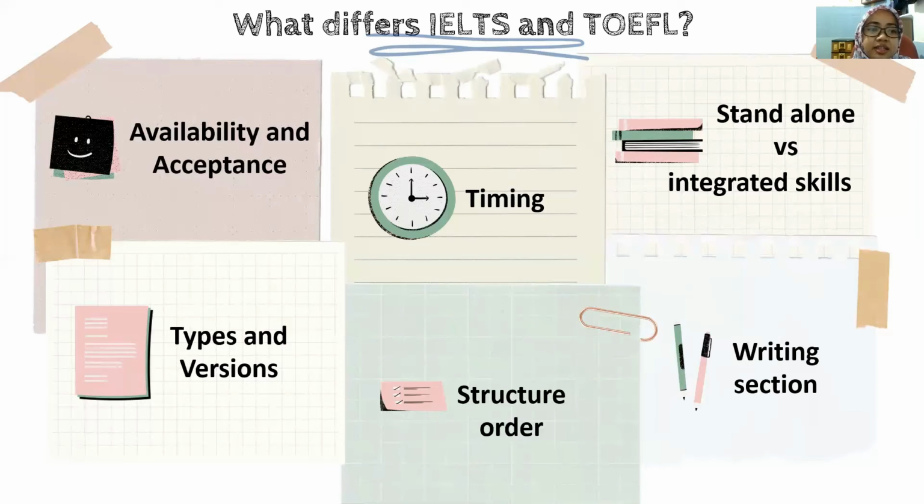So IELTS includes 4 standalone skills, which means that it focuses on only one skill in each part of the test, while the TOEFL includes integrated writing and integrated speaking sections, which require the test taker to write and also to respond to a reading passage and a spoken lecture excerpt or recorded conversations.